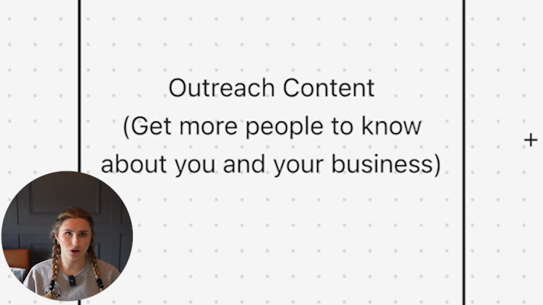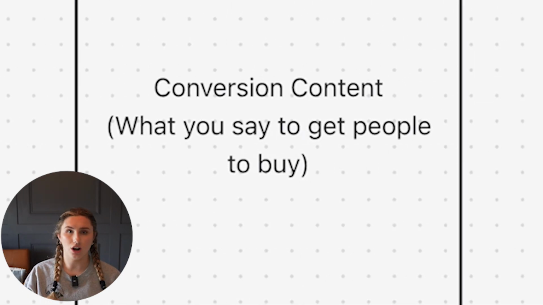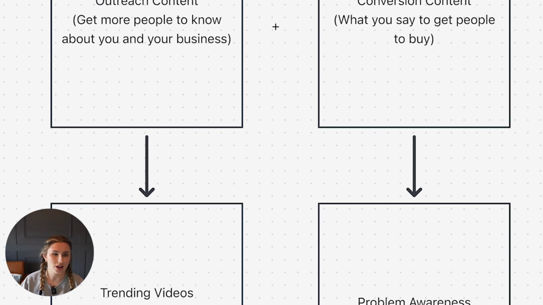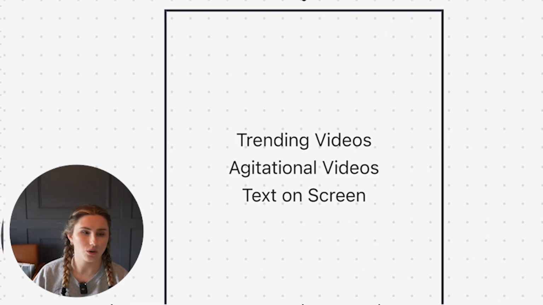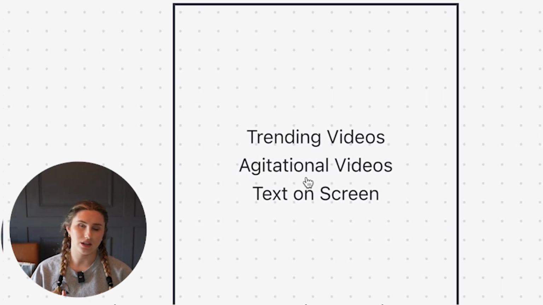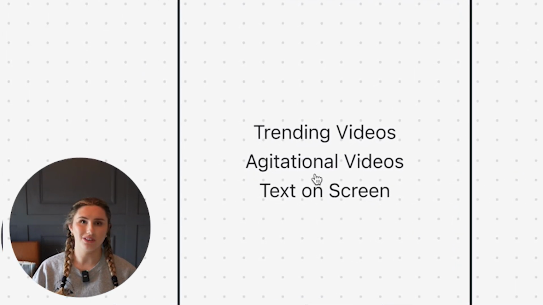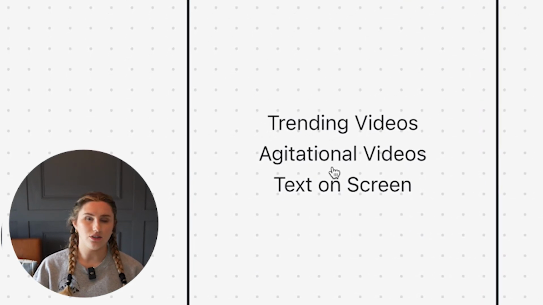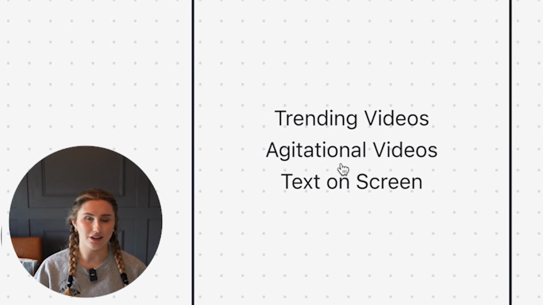and gain followers for you. So your conversion content, that is where we're strategically pressing certain buttons with what we're saying to actually get people to buy. And you need to post both types of content. If we look at these trending videos, right, and we look at your agitational videos, your text on screen, those are going to be the videos that get a lot of views, a lot of visibility. That's what's going to create virality for you and get a lot of new eyes on your content so that you can sell to those people.